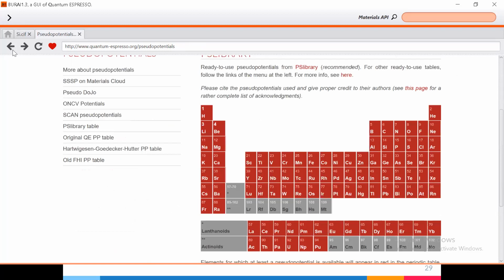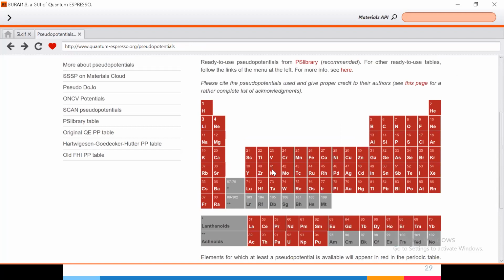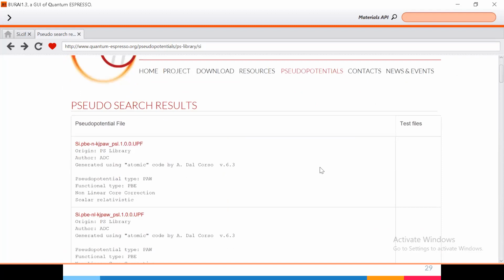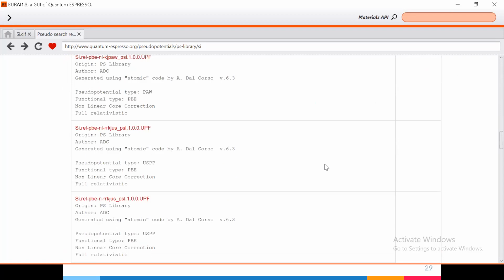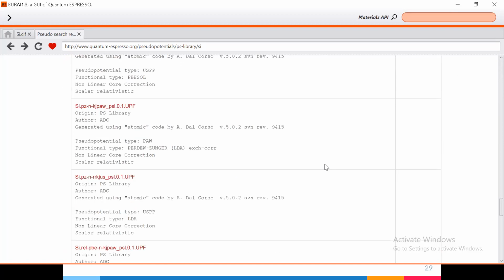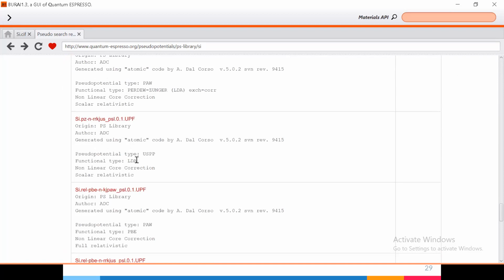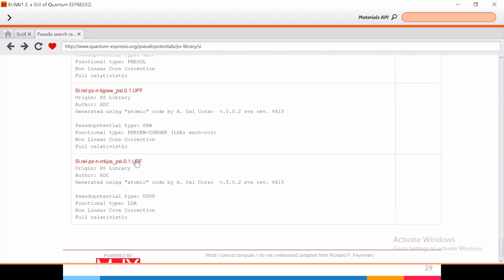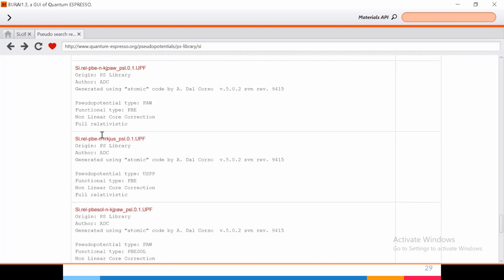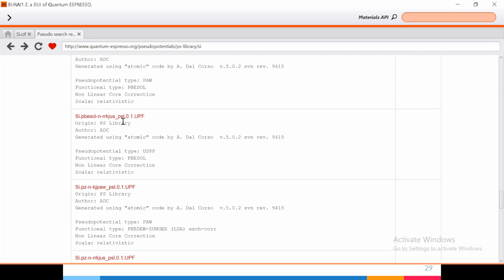Let's go back. We can filter this out from here also, I think. No, we cannot. They have not given us that test file. So I don't know, we can do a find. Okay, we have LDA. This is an LDA potential, but it's not PW91. So we can get a normal one, or we can go with the one that is already there. It doesn't matter. I just want to show you how to download one if you want to.